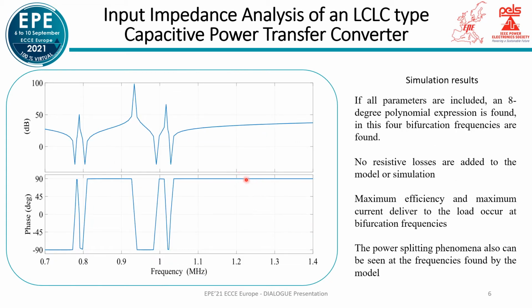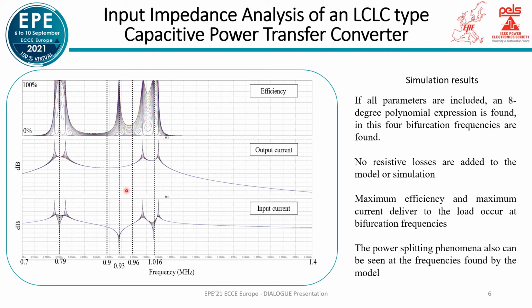If we also include the resistive load in the model, we can find, for high power rates delivered to the load, an additional bifurcation frequency. And with this bifurcation frequency, we made the simulation of the complete circuit, and we find that, of course, when there is bifurcation, there is more current being delivered on the input side, and also more current in the output. So we will have maximum efficiency with maximum power rates delivered to the load.